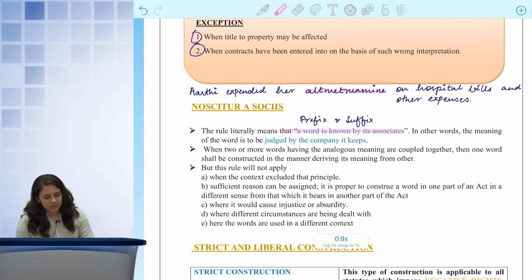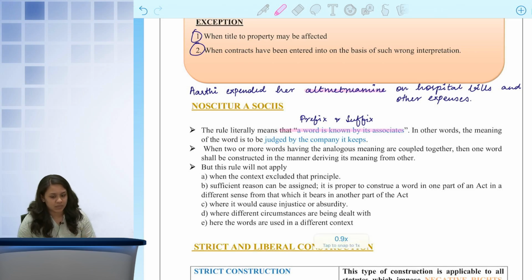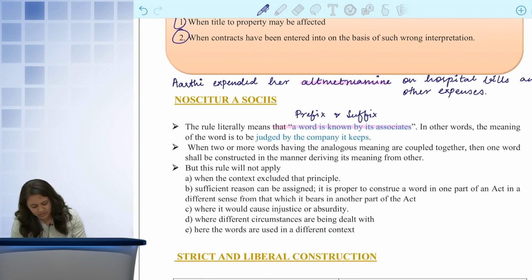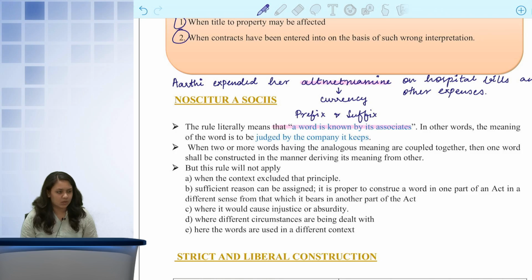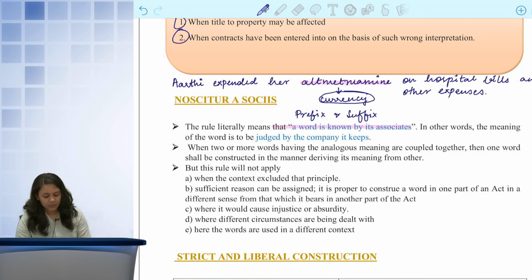We can understand that a person has expended something. That means has given something on hospital bills and other expenses. So to a large extent I can say that this is somewhat resembling a form of currency. It sounds like a medicine, but from what we can understand, because you pay money for your hospital bills and certain other expenses, by reading the other prefixes and the suffixes, I arrive at this meaning, saying that altmetroamin could mean currency.